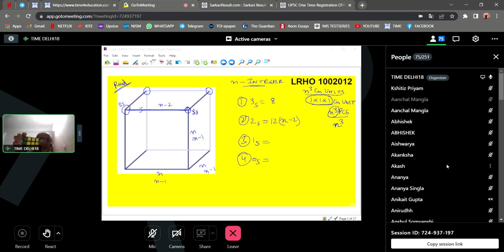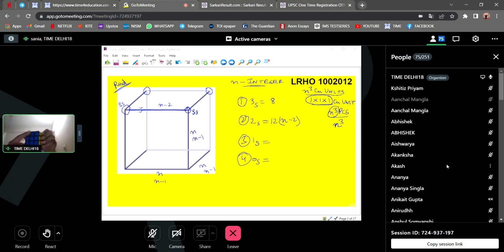How many pieces are there in this cube? How many smaller cubes are there in this? I have to count. I don't know. Okay, good. See, length 3 are there, height 3 are there, and breadth also 3 are there. So how many are there in total?